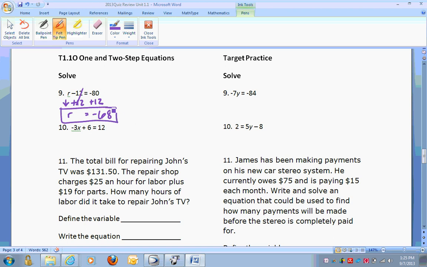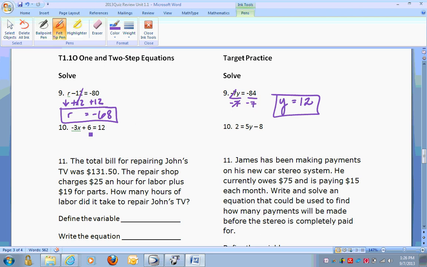R equals negative 68. Now on the second number 9 under the target practice, we have negative 7 times y equals negative 84. Well, we are multiplying negative 7 times y, and the opposite of multiplying is dividing. So we are going to divide both sides by negative 7. These cancel out, so you end up with y equals negative 84 divided by negative 7 becomes positive 12. And remember, it's positive because a negative divided by negative equals a positive.